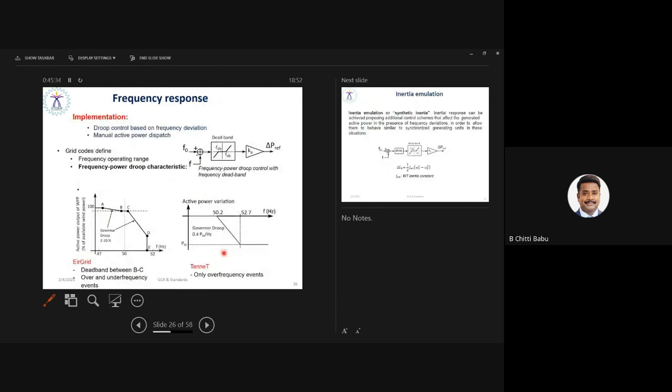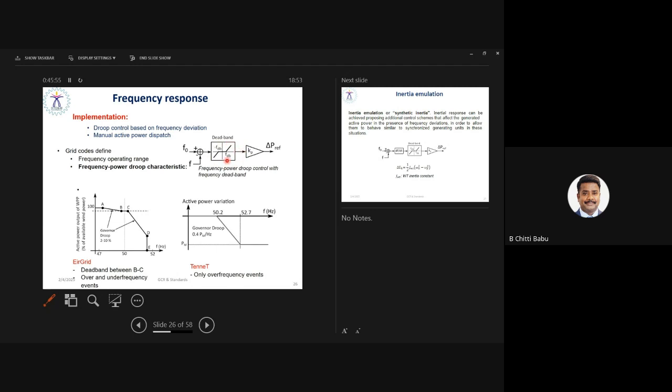So then what can be done for the frequency response? Use a droop control mechanism. So what is a droop control mechanism? According to the changes in the frequency, you are able to regulate the required power. That is, you regulate the reference power by comparing the actual and the reference frequency, which is given to the frequency deadband.